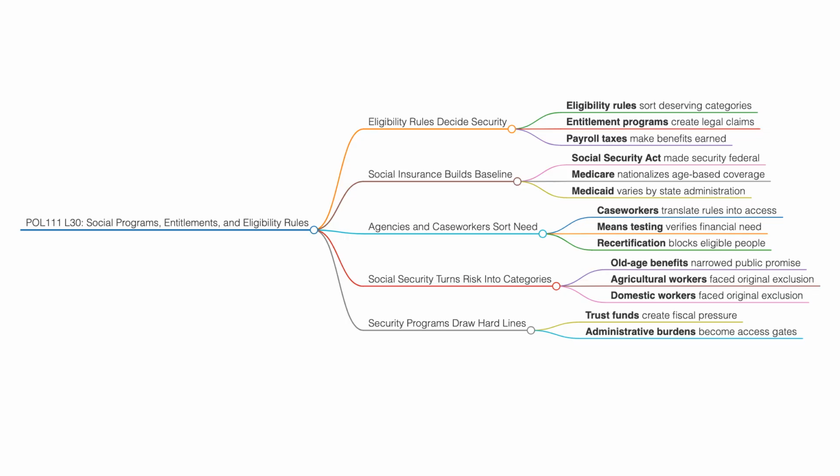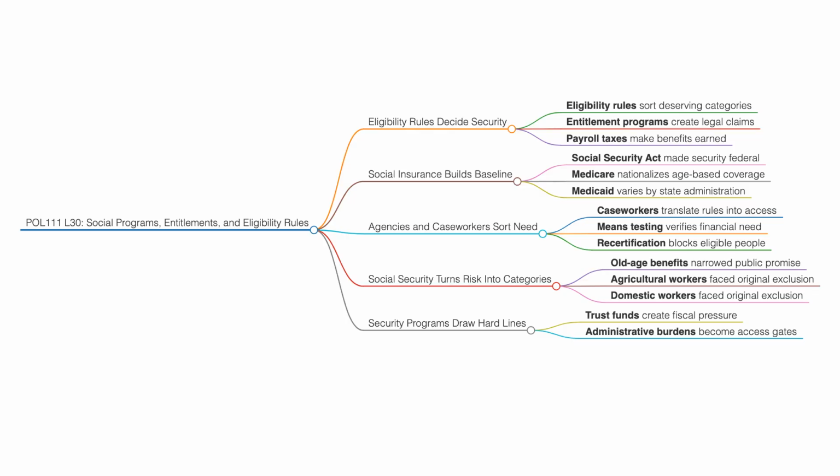The design tried to separate earned social insurance from stigmatized poor relief, but it also embedded political compromise directly into eligibility. Domestic and agricultural workers were excluded from the original old age insurance structure because Southern lawmakers and existing labor systems resisted a broader national obligation. Those exclusions were a governing choice, not an accounting accident.